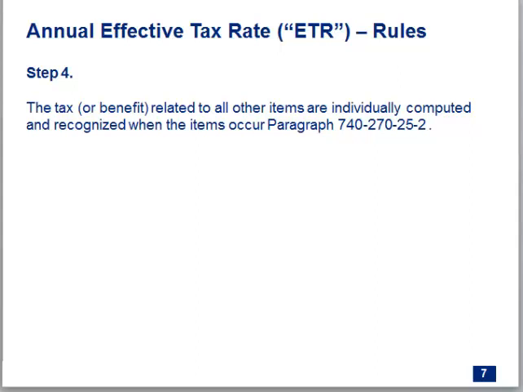Okay, so the last step in provisions. You forecast for the year, you come up with your AETR, what you think your annual rate's going to be. You apply that annual rate to year-to-date income, and now anything that's weird, all other items, get individually computed, okay, and recognized when they occur.